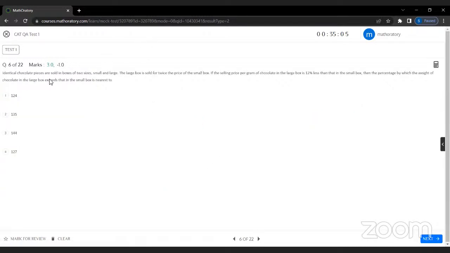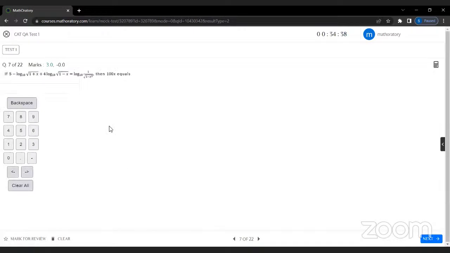Identical chocolate pieces are sold in 2 boxes, small and large. The large box is sold for twice the price of the small box. The selling price per gram of the chocolate is 12% less than the small box. By what percentage is the weight of the chocolate in the large box more? Oh, okay. It's a pure ratio question. I don't like this 12% as of now, and the percentage is nearest to, so maybe this is approximate. So I'll just mark this for you. I got the idea what to do.